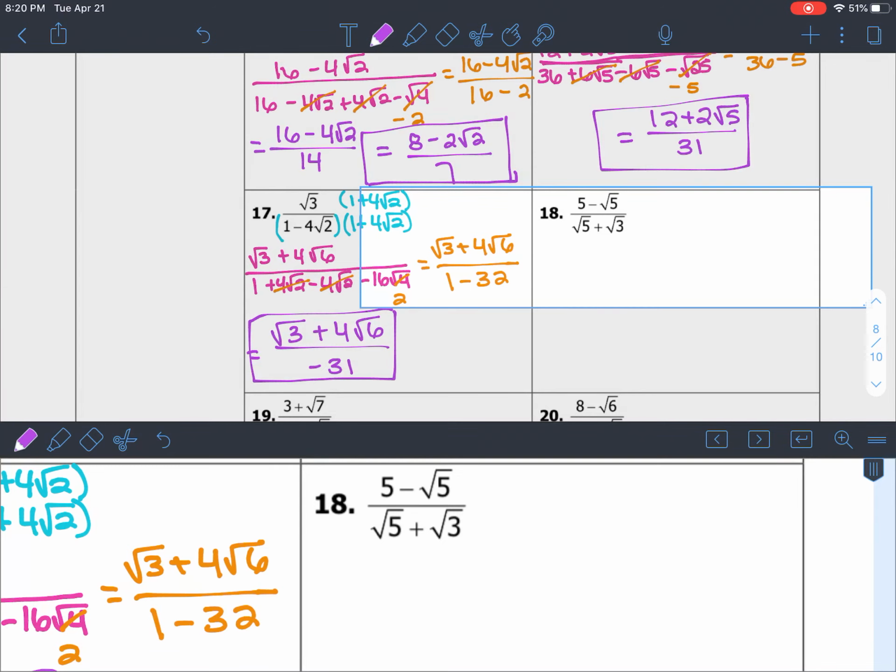If you look at this one, I'm going to end up double distributing on the top and on the bottom, but I need to start with multiplying by my conjugate. So I'm going to multiply by the square root of 5 minus the square root of 3 here, on both the top and the bottom.